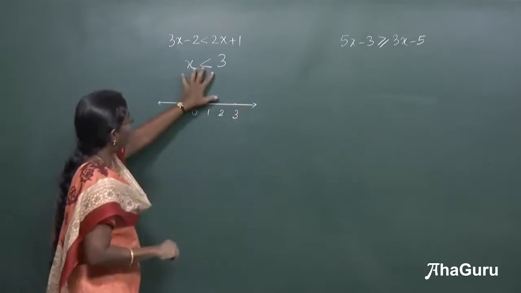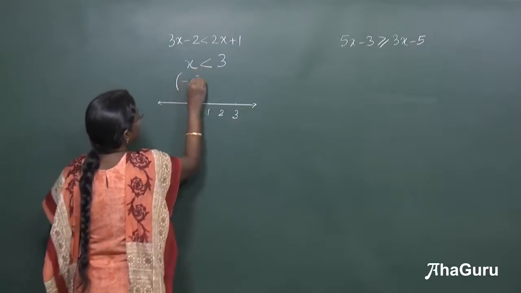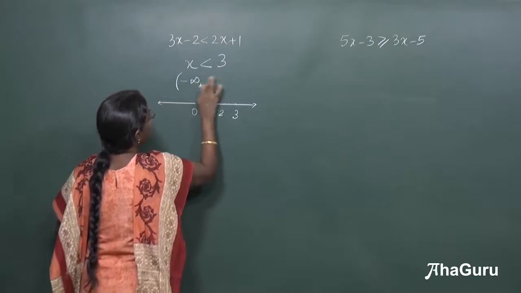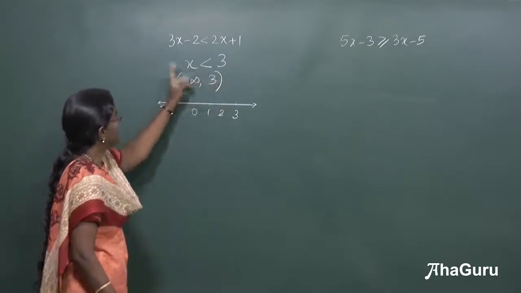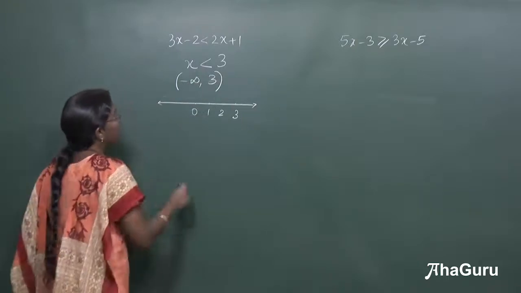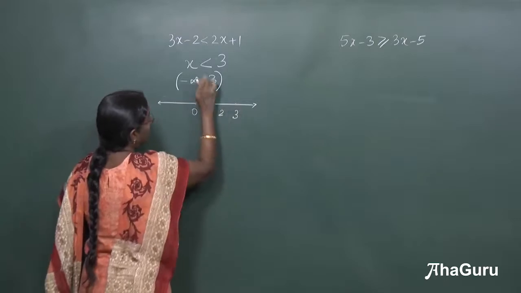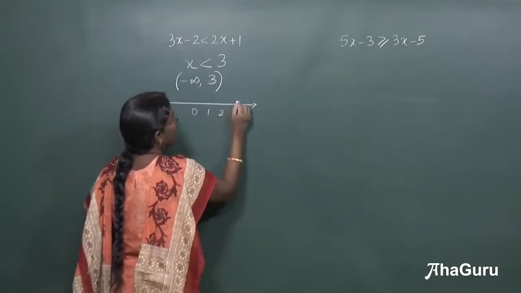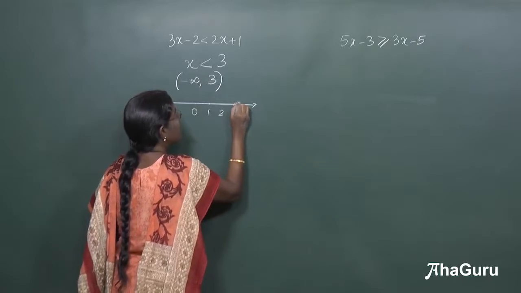It is all real values. The solution, when I write it as an interval, is going to be minus infinity to 3, an open interval. X is less than 3, to the left of 3. So, when I mark it here, if it is a strict inequality, over 3 we mark a small circle.